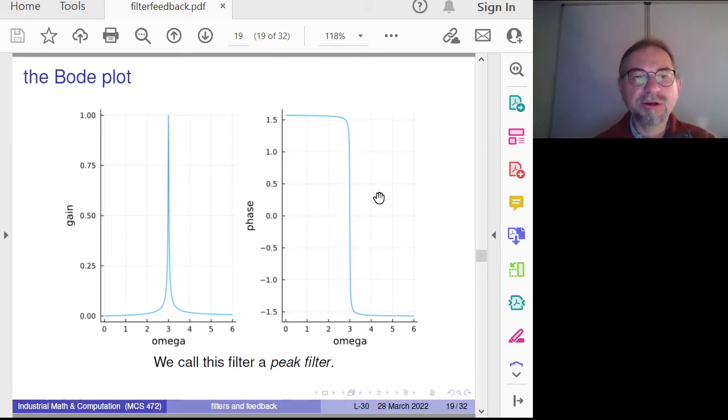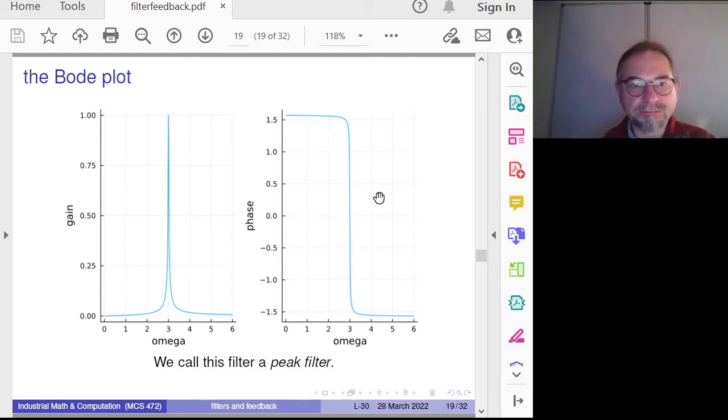You see what this filter does: for one particular frequency, and that's the frequency half, the filter will give you a peak, will actually only retain that signal. So it's called a peak filter. It zooms in at one particular frequency. Only that frequency kind of survives the filter.